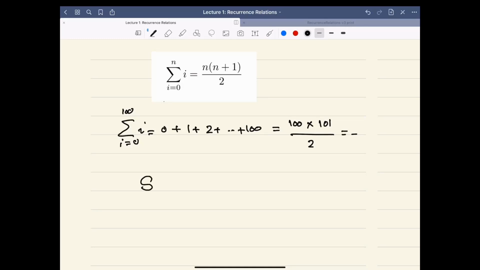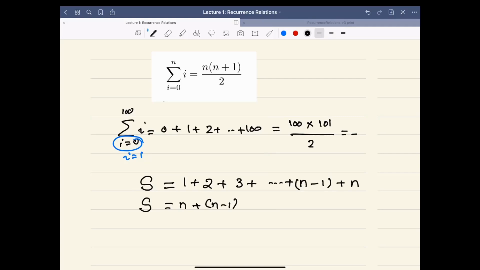Let us label S as 1. And by the way, you can start from 0 and you can start from 1. It will not change the addition, because 0 added with any number will not change the result. So I will assume that we have 1 plus 2 plus 3 up to n. And remember, we will go up to n minus 1, and then we will go up to n. Now write the same S, but in reverse order. So start from n, then go to the next one, which is n minus 1, go to the next one, which is n minus 2, and keep doing this until you reach 2 plus 1.